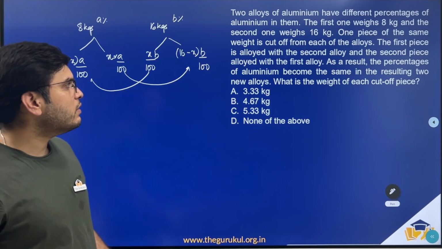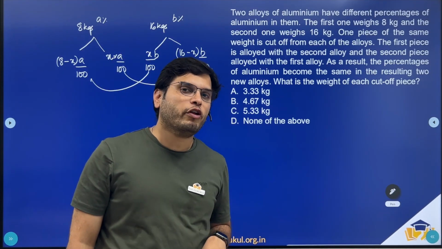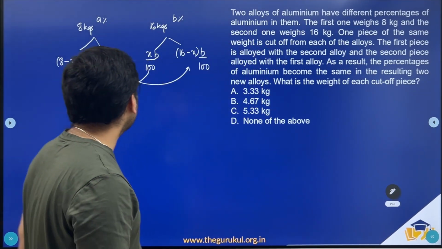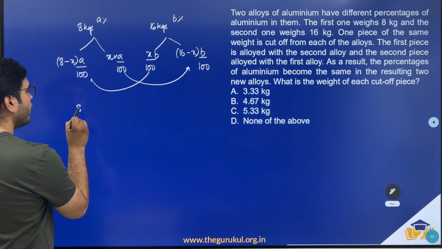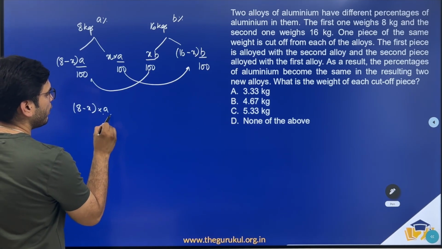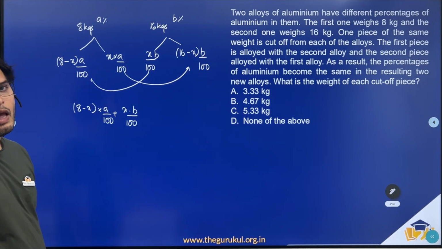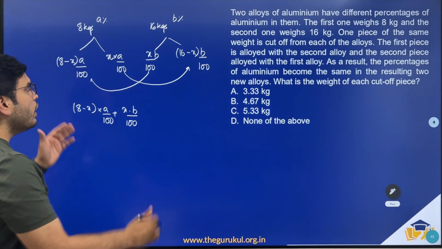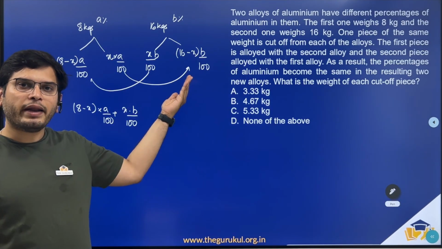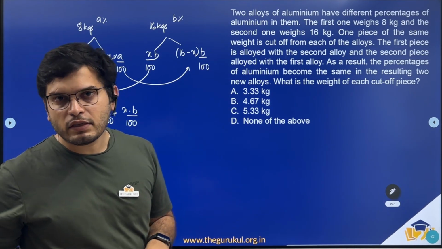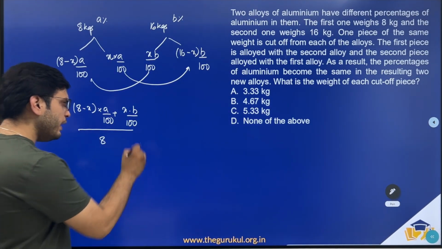Then what happened? As a result, the percentages of aluminium become the same in the resulting two new alloys. So it's not the amount of aluminium, it is a percentage of aluminium, right? So if I mix these two, what is the total amount of aluminium? That would be (8 minus x) into A by 100 plus x into B by 100. Now this is the amount of aluminium. Now what would be the percentage? When you add these two, what is the total amount that you are getting? 8 kgs, because x kgs is being removed and x kgs is being added, so there will not be any change in the weight. So percentage of aluminium would be that amount by 8 into 100.